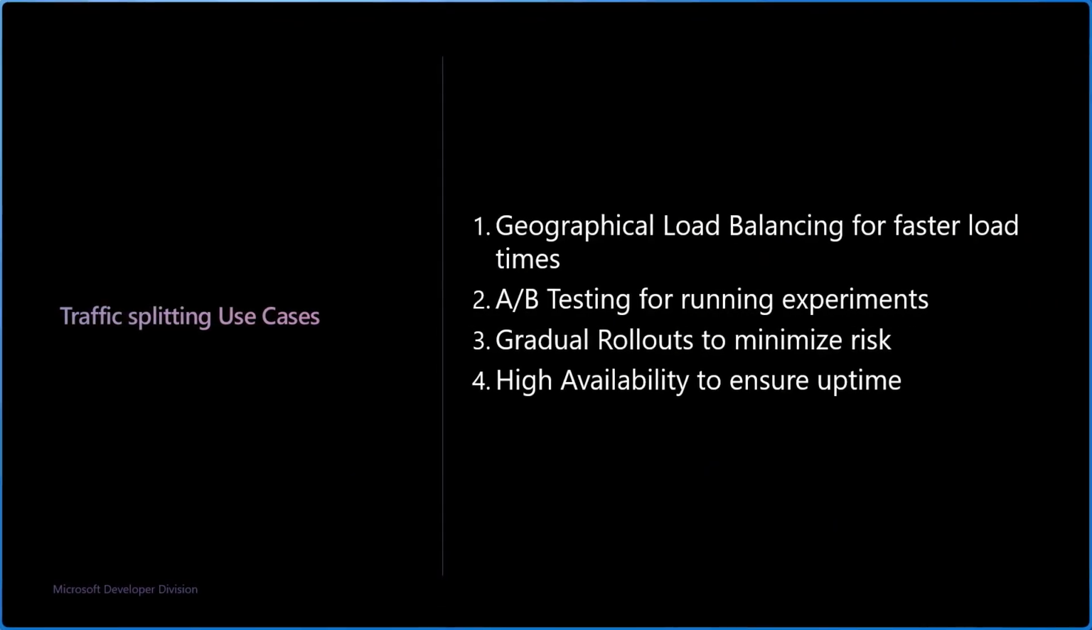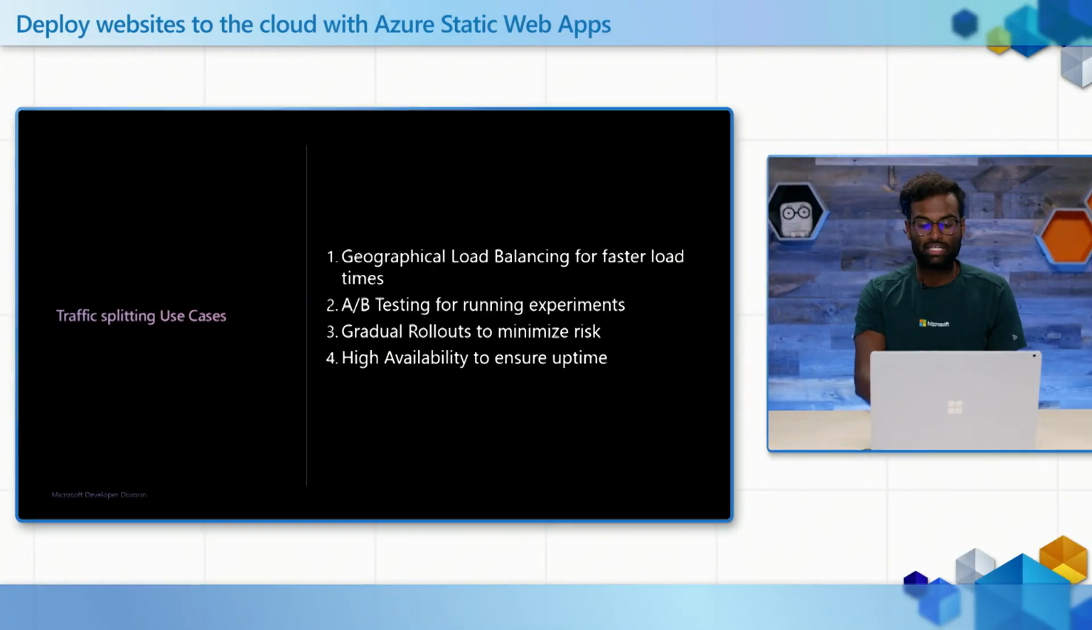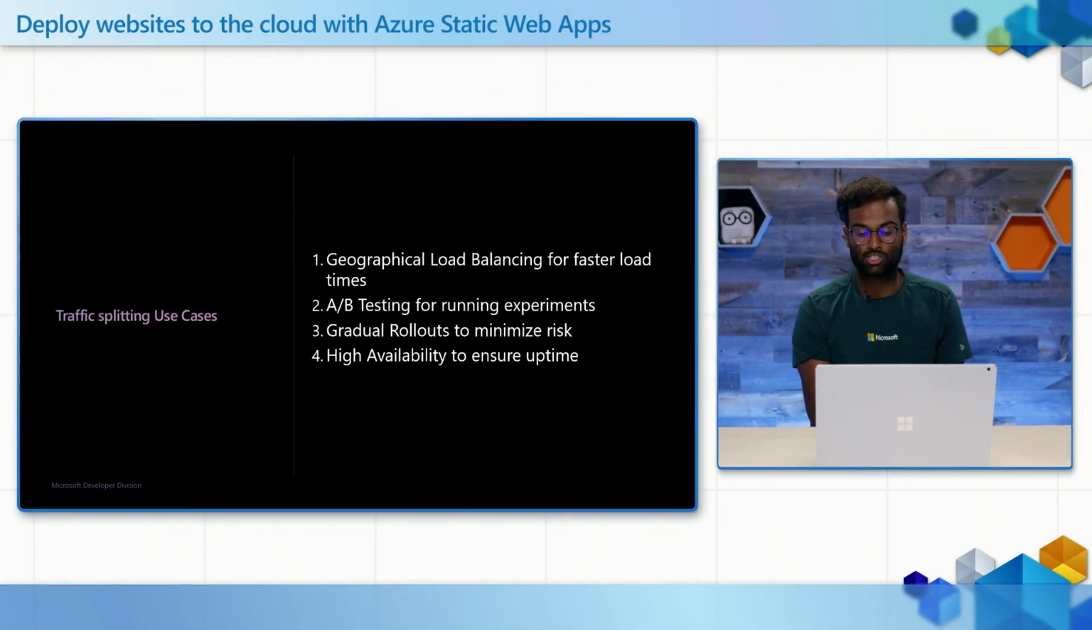Geographical load balancing. Direct users to the nearest server for faster load times. A/B testing. Run experiments by splitting traffic between different versions of your app. Gradual rollouts. Gradually release new features to minimize risk. High availability. Ensure uptime by redirecting traffic during outages. Azure Static Web Apps makes it easy to implement these traffic management strategies.